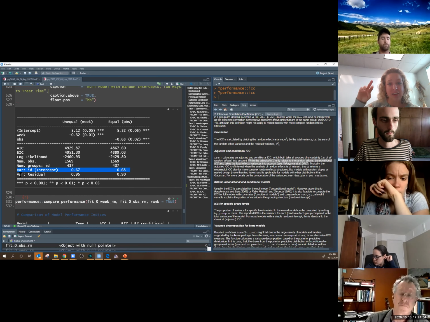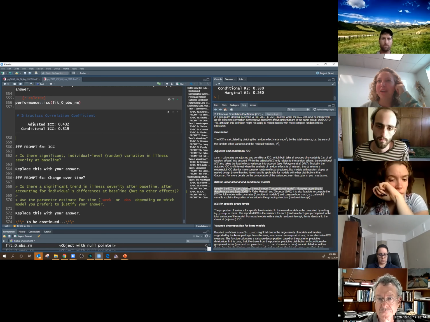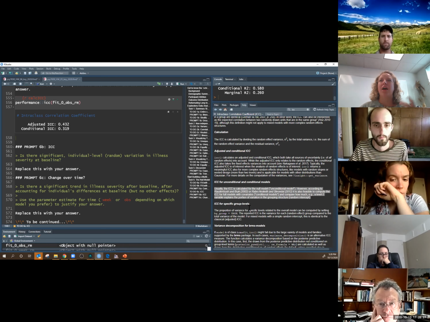So what kind of models do we run an ICC on? The null model. Null model, thank you, gold star for you. That's called the unconditional model. But they say usually, not always, but usually the ICC is calculated on the null or unconditional model. However, there's a caveat. According to Raudenbush and Bryk, and some other smart people, it is also feasible to compute the ICC for the full models with covariates. That's called the conditional model, and compare how much level 2 variance is explained by the proportion of variance in the grouping structures, random intercepts.